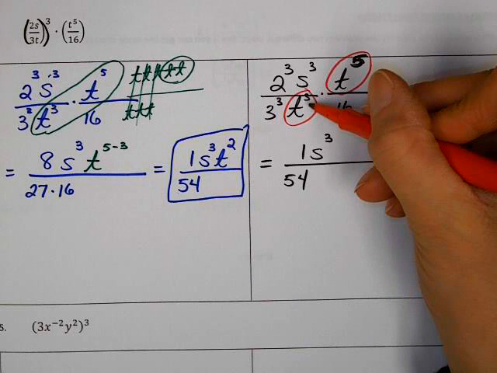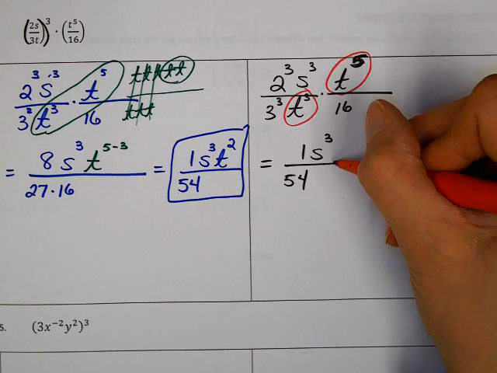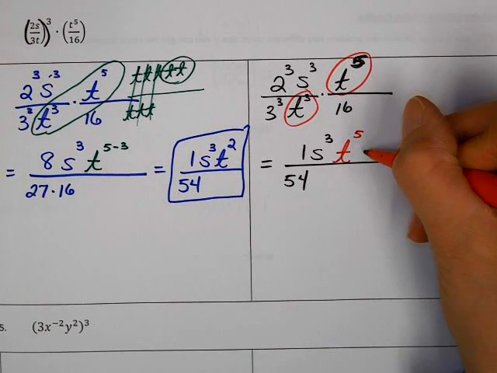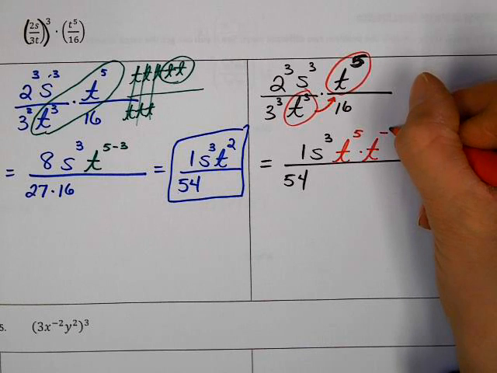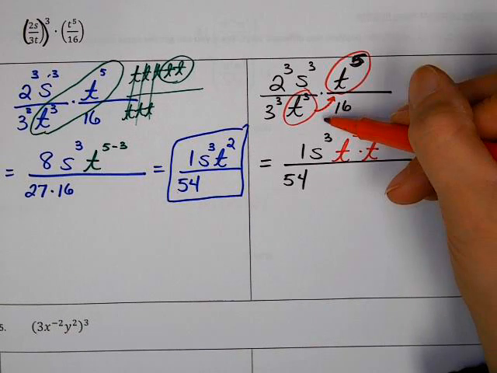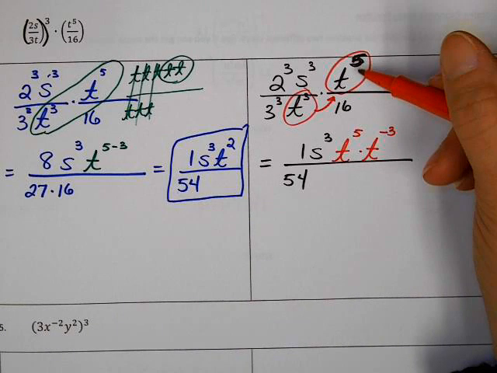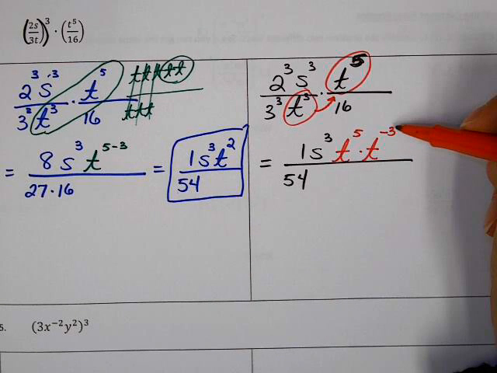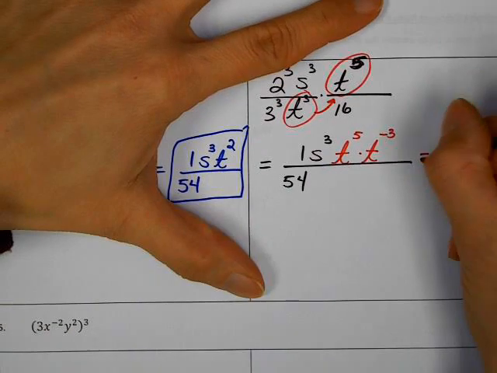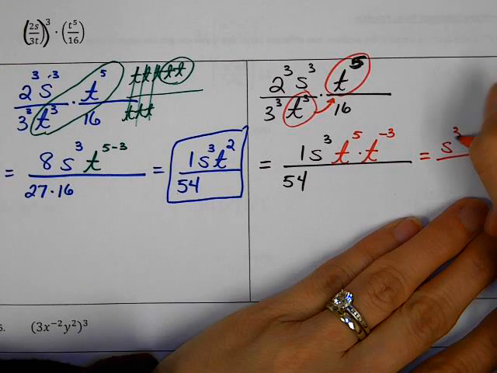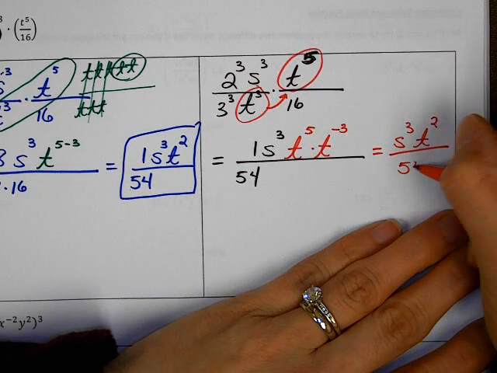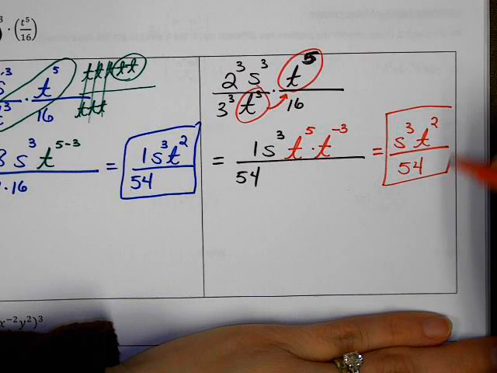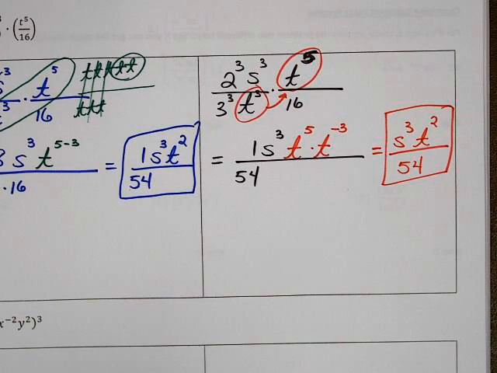If I bring these T's upstairs, their exponent becomes negative. So is that going to be good? T to the 5th times T. When those T's go upstairs, the power becomes negative. I guess I could bring these 5 downstairs, but then 5 is going to have a negative power. I'd rather have the smaller number with a negative power. So how does this work out? It should work out the same, right? We have S cubed. 5 minus 3 is T squared over 54. So you could always bring them up to the same level and then put them together.